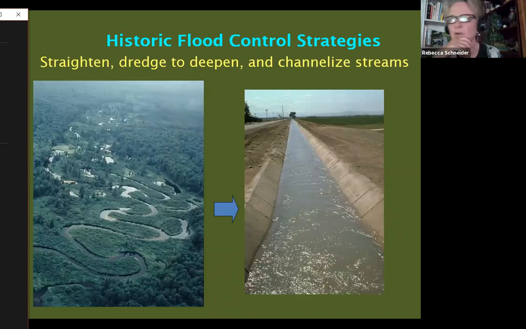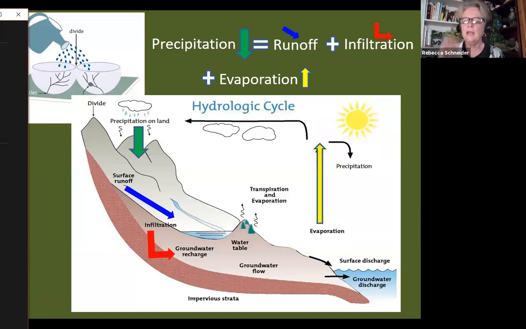Historically, the flood control structures were the way we dealt with it. We actually tried to get the water out as quickly as possible from the watershed, so we would straighten streams, deepen them. And now we need to look at more organic strategies that actually contribute to the solution.